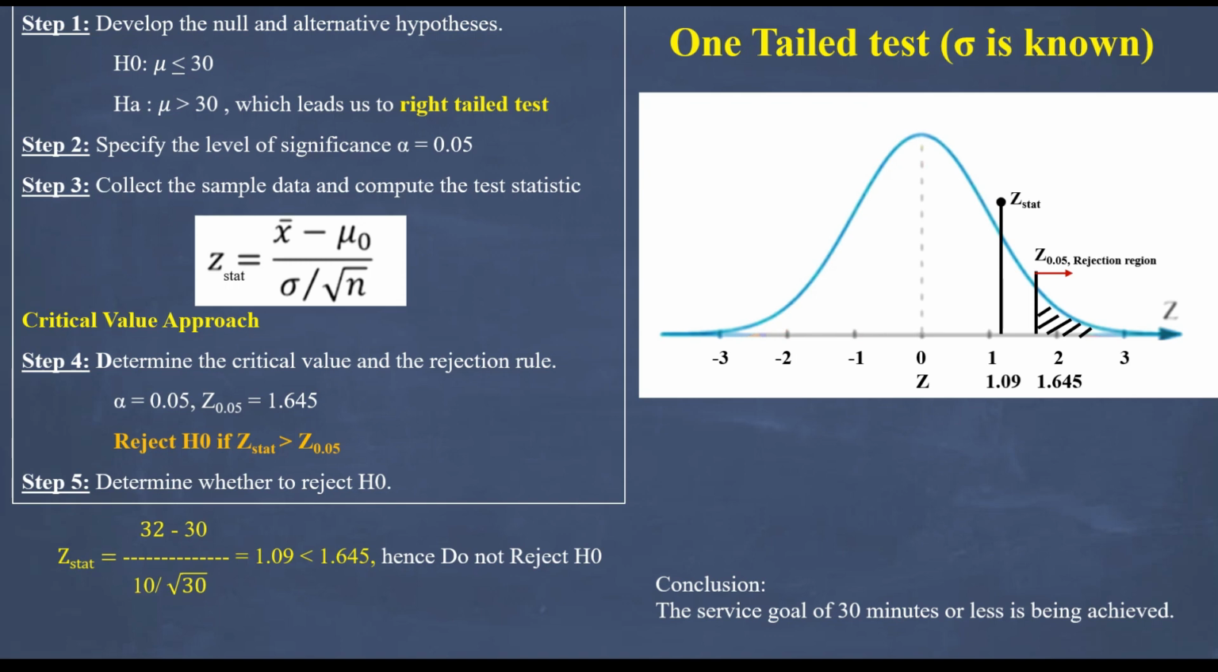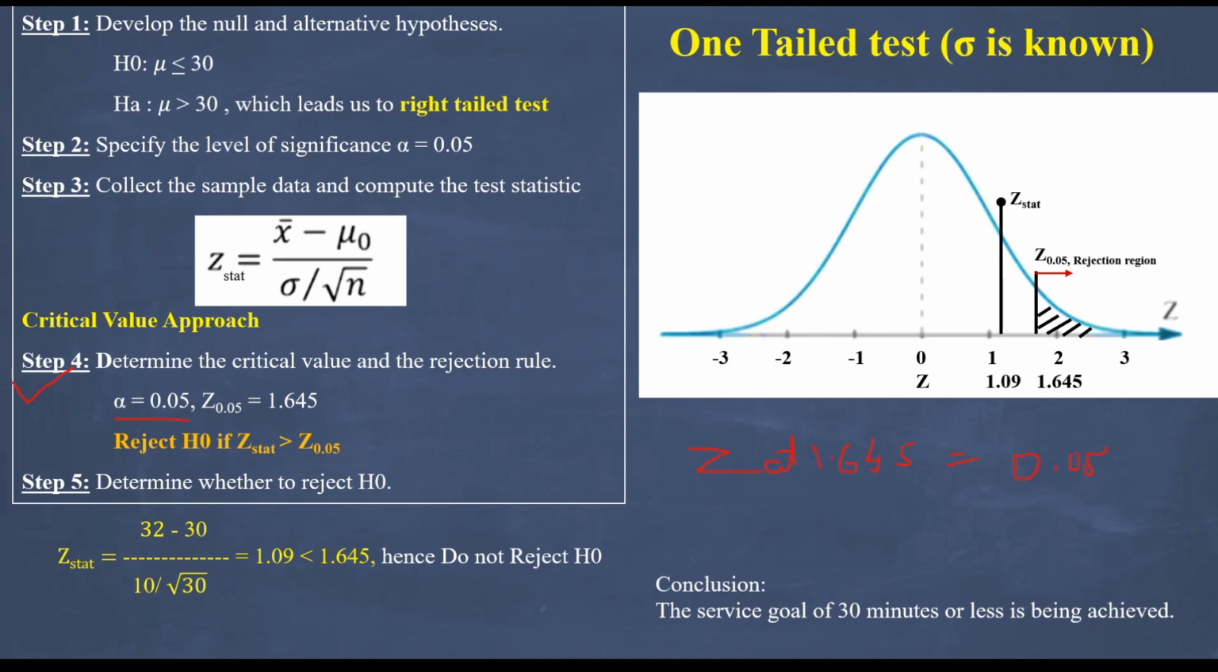Let us see the second approach, that is the critical value approach. So the first 3 steps will remain as they are. Then the 4th step, determine the critical value and rejection rule. So alpha is 0.05. Now in the critical value approach, we will calculate the value of Z at 0.05. So this is nothing but Z at 1.645 gives the p-value of 0.05, right?